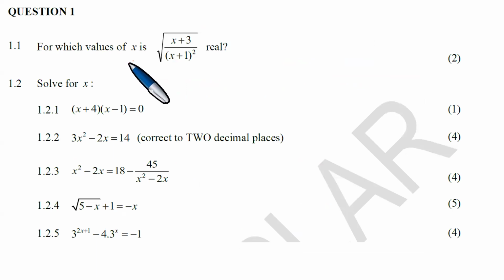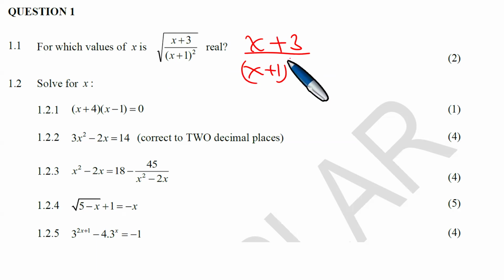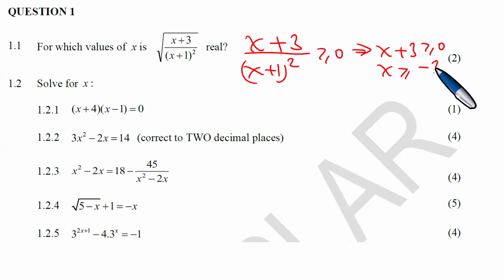Right, question 1 says, for which values of x is this real? So determine the values of x for which this big radical is real. The real aspect appears when we have the expression under the square root sign greater or equal to 0. Real results occur whenever we're taking square roots of numbers that are greater or equal to 0. And that would mean that x plus 3, because the denominator, x plus 1 whole squared, is already greater or equal to 0, so x plus 3 is greater or equal to 0, and that means x is greater or equal to minus 3. Any question?